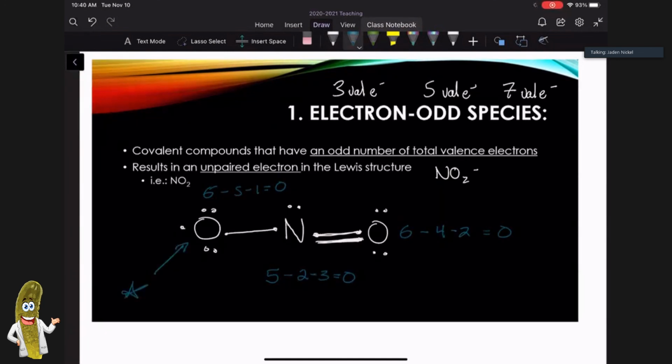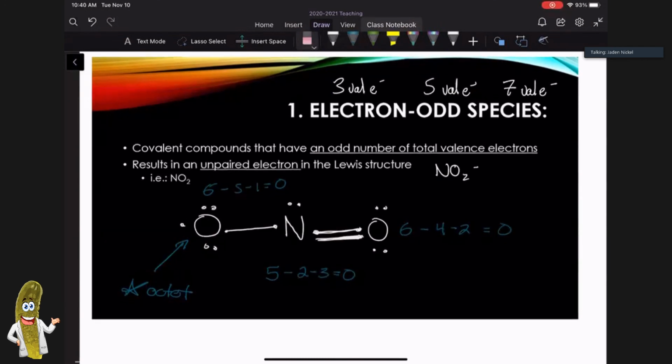I said that there were 2 ways of confirming whether you had the right structure or not. One of them was the formal charge, the other one was the octet rule. Right now, oxygen does not have 8 surrounding electrons. It only has 7. That is a problem.